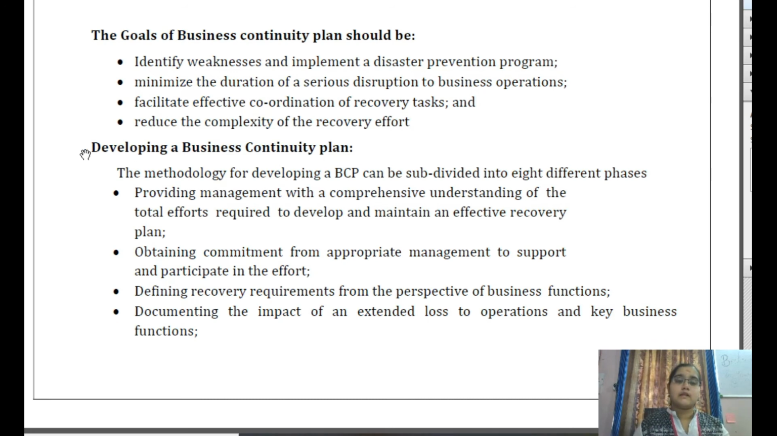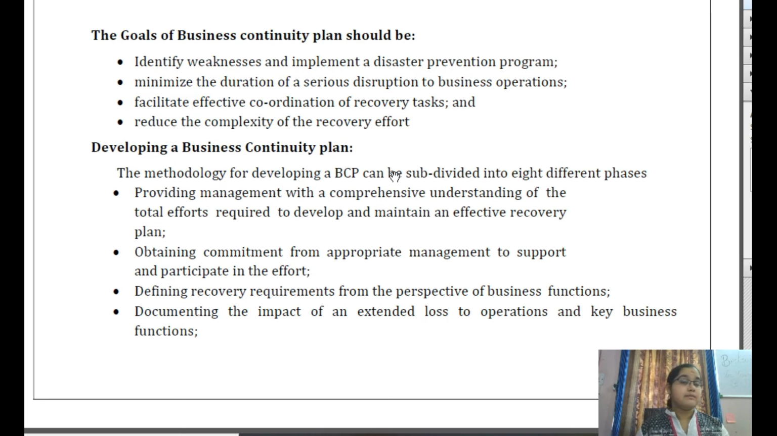Those are providing management with a comprehensive understanding, not small, comprehensive understanding of the total effort required to develop and maintain the recovery effort. That means management generally will not be that aware of the recovery plan, right? They will mostly be taking decisions at the strategic level, seeing the organization working and so on. They will not be that focused upon the BCP. So they may take it as a simple thing, but we need to explain it to them. The developing team or the IT people must give a big, detailed understanding of the total effort required to develop and maintain the recovery plan.